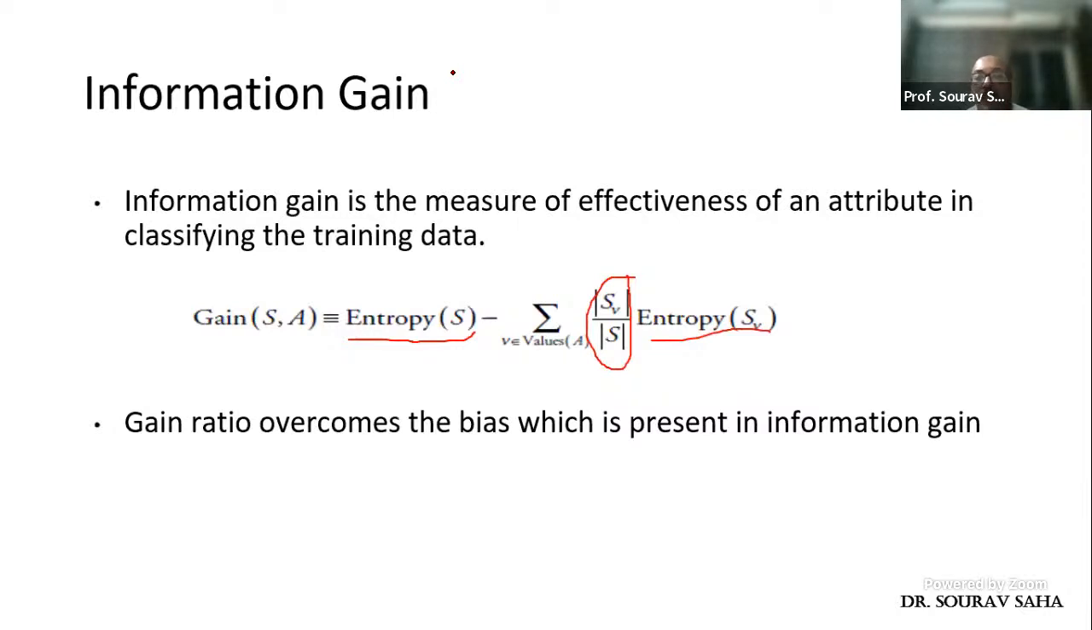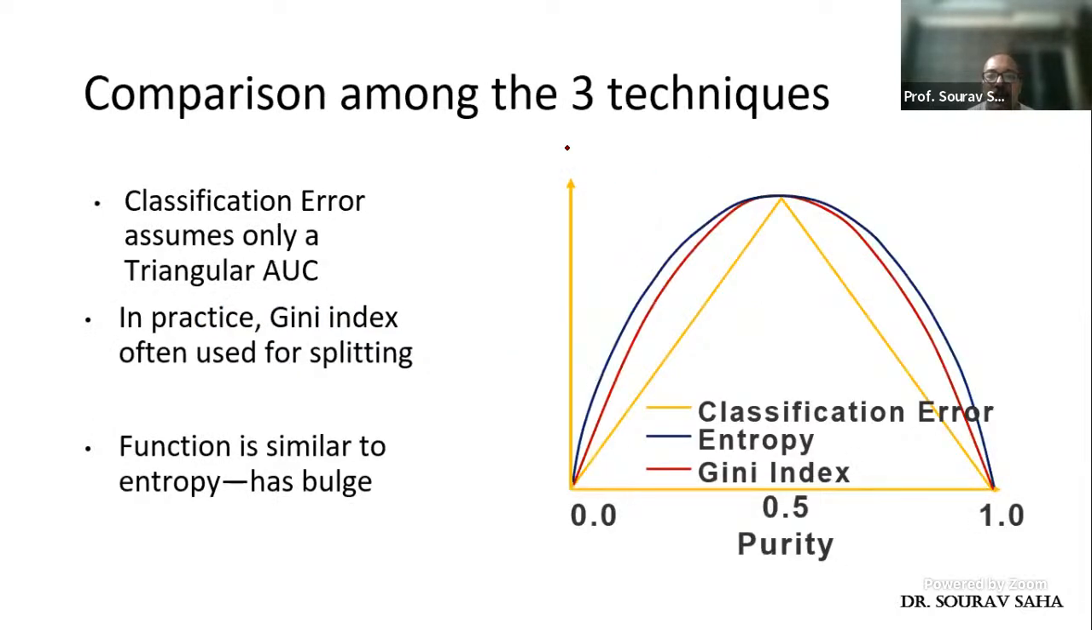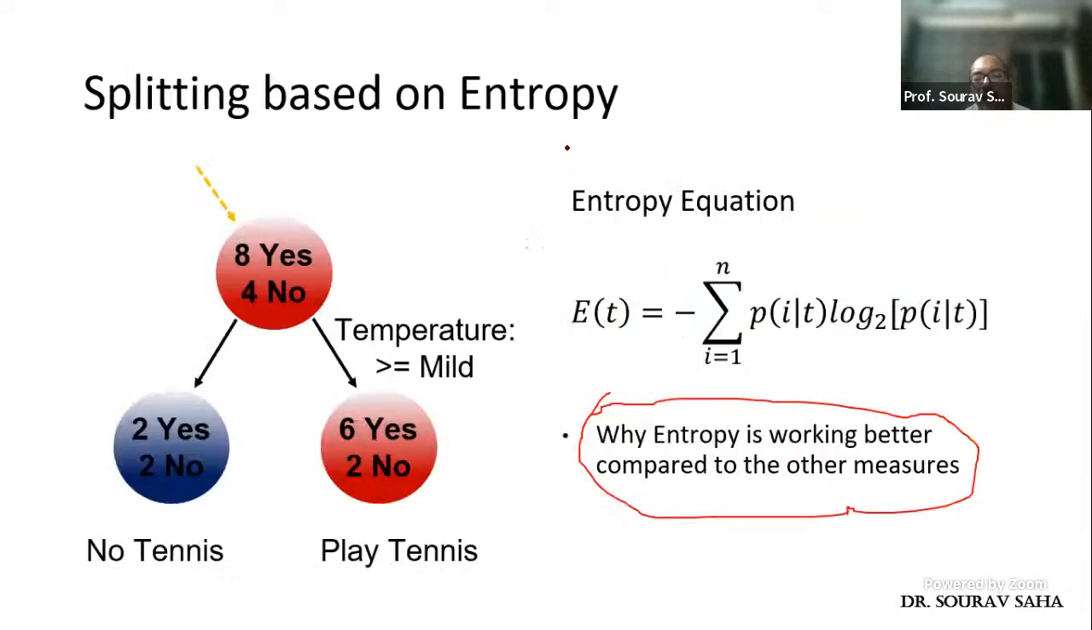Kavita has a question: if entropy is better, then why do we use the Gini index? Kavita, it has mainly to do with the way the calculation happens. Think of the entropy formula itself, the log calculation and all those things. It requires a lot of computing power. That's one of the reasons why the Gini index is used.